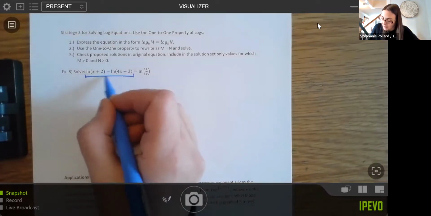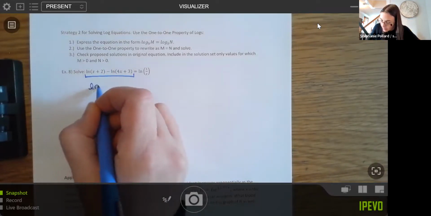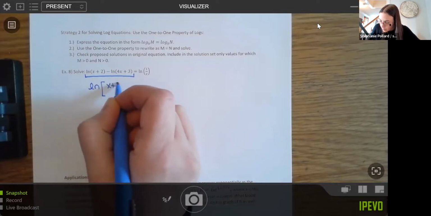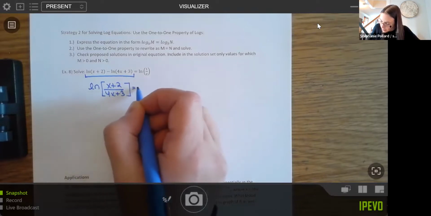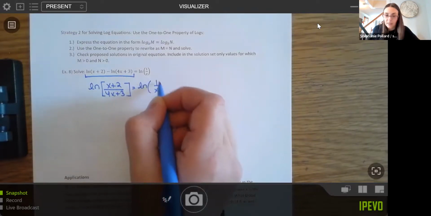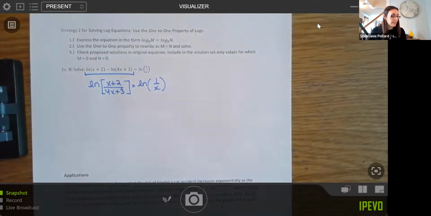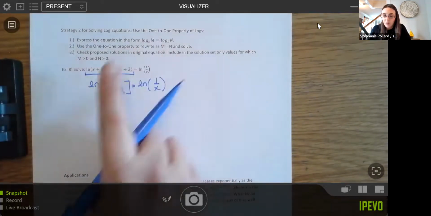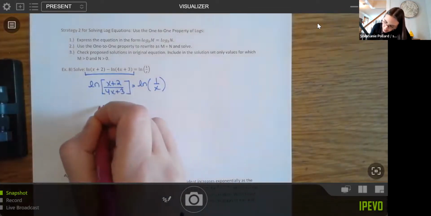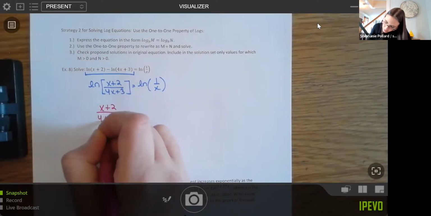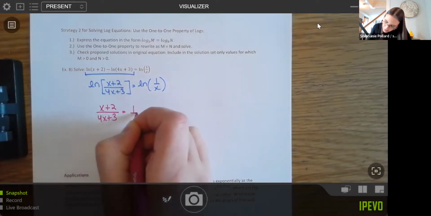So I can rewrite this as the natural log of (x plus 2) over (4x plus 3) equals the natural log of 1 over x. So here's a great piece where that property comes in, that is helpful, where I can put those logs back together here to solve. Now I'm in that correct form. I have log equals log, same base. So we're actually going to solve the equation (x plus 2) over (4x plus 3) equals 1 over x.